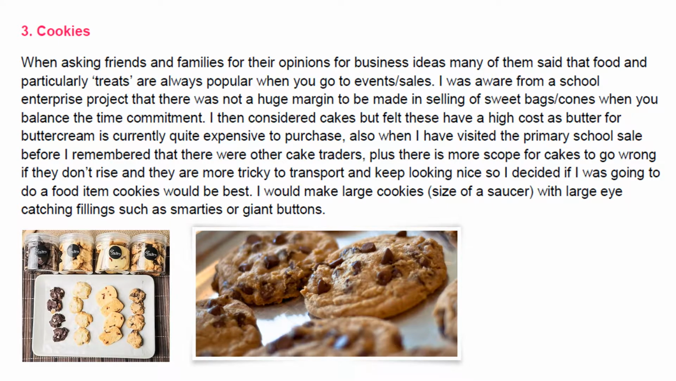So when you've chosen your 3, the next thing to do is to write a paragraph about each of the ideas and explain them. So you can see here what this student has done is they've explained about their cookie making idea. They've given the ins and outs of it. So you'd have to do that if you were doing cookies with that cookie idea plus 2 others.